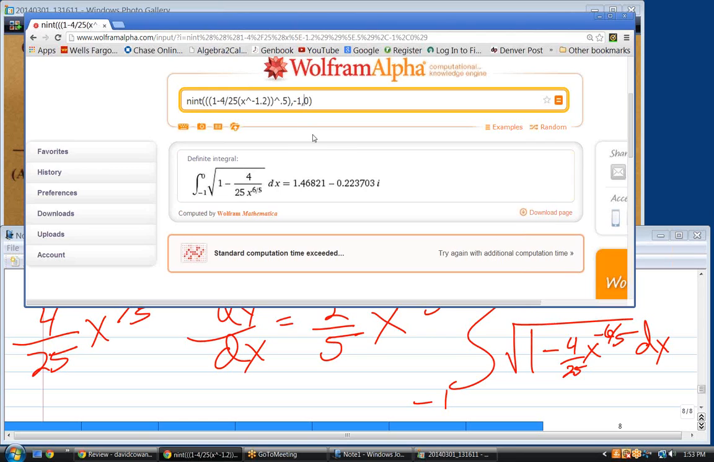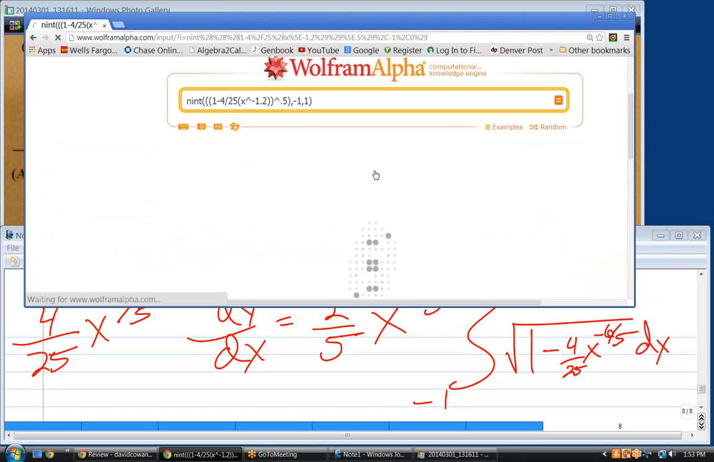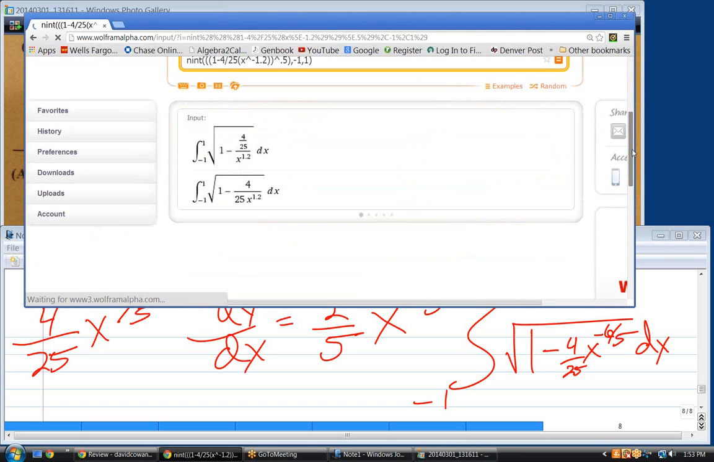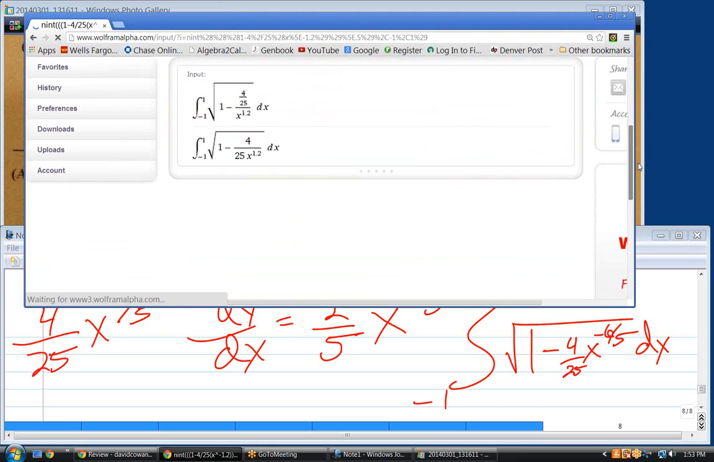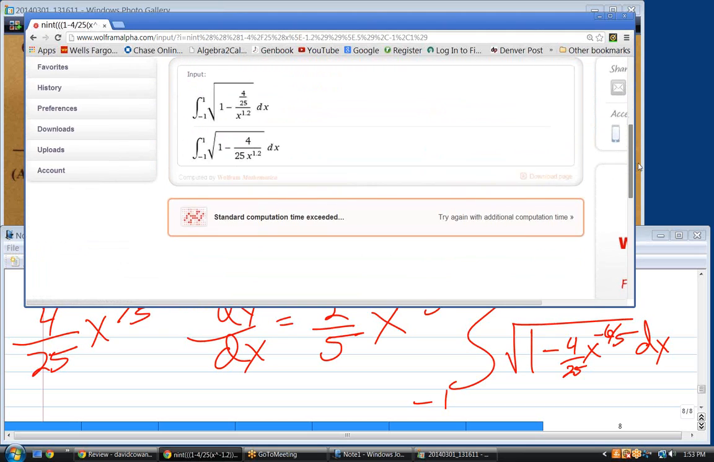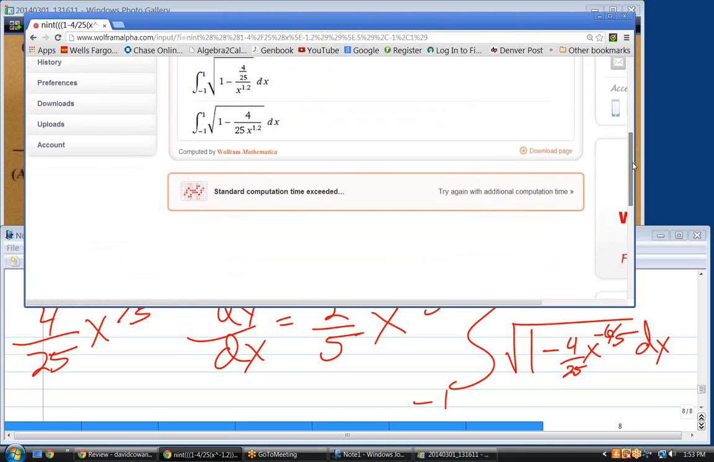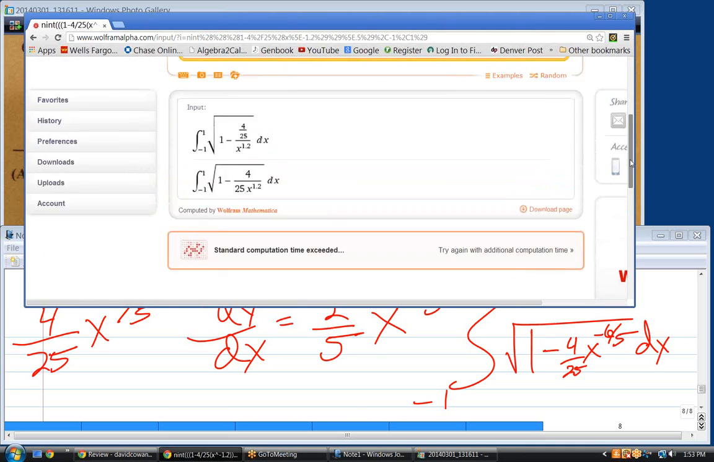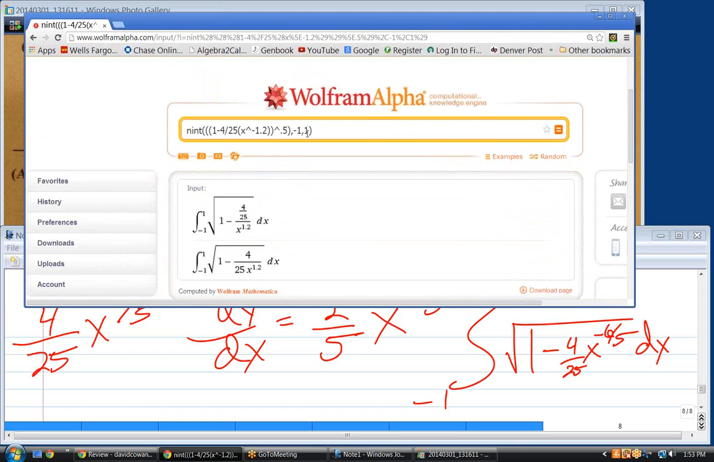Let's see what happens to Wolfram Alpha if I go from -1 to 1. Let's see if it coughs due to that 1 point. And notice how much longer it's thinking. Standard computation time exceeded, meaning that it ran into that problem. So here's our answer going to be.